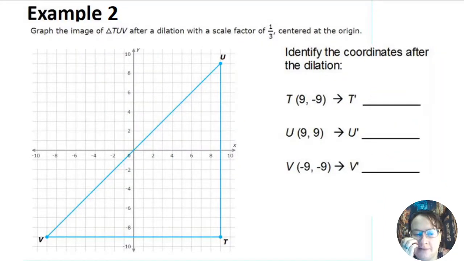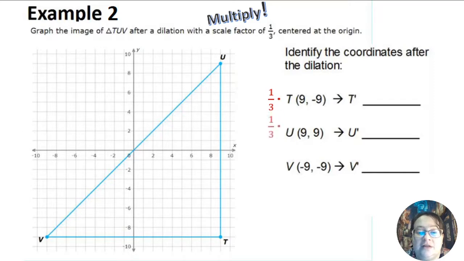Let's try another one. Graph the image of triangle TUV after a dilation with a scale factor of 1/3 centered at the origin. Scale factor again means multiply. So I'm going to multiply each of these coordinates by 1/3. So I'll multiply T by 1/3 and point U and point V. So I'm going to take this 1/3 and multiply it with both numbers in the ordered pair. And then I'm going to simplify.